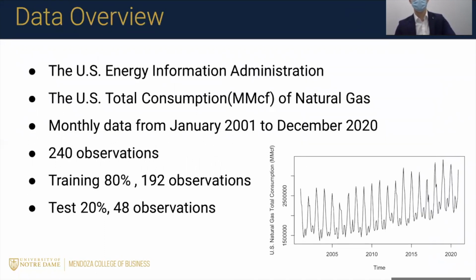The data we use comes from EIA and has the time range from 2001 to 2020. The data has the monthly consumptions and has a total number of 240 observation points. And we use 80% of the data for training purposes and 20% for testing purposes.